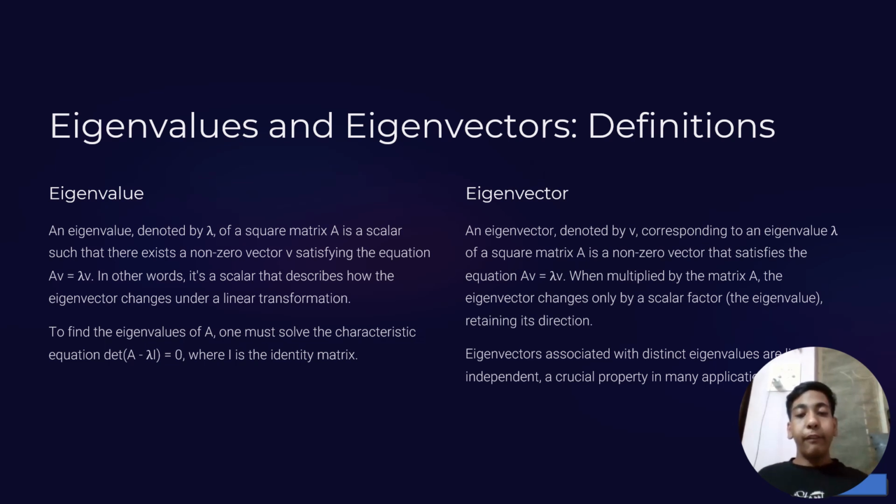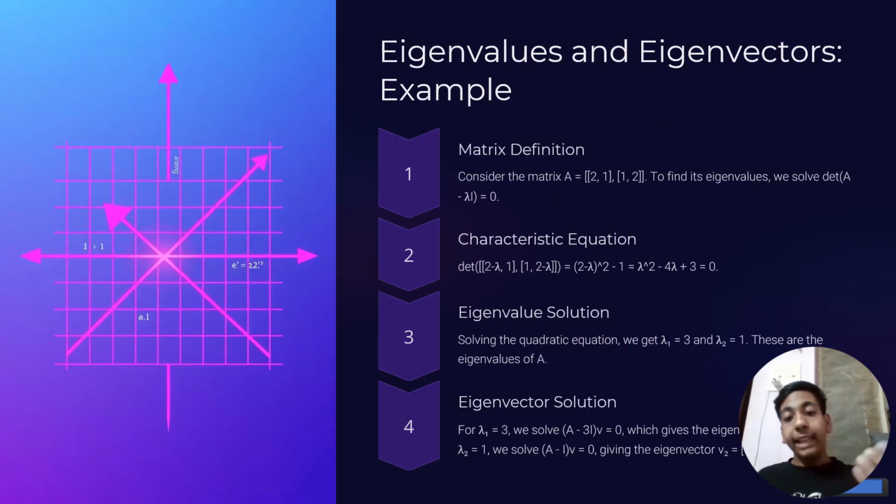For the next part, we want to see some examples. First, the matrix definition. Consider the matrix A equals 2, 1, 1, 2, and we have to find its eigenvalues. So what do we have to do? First, we have to find the determinant of A minus lambda I equals 0, where lambda is the eigenvalue and I is the identity matrix. Then we find the characteristic equation from the determinant, and then we find the eigenvalues.